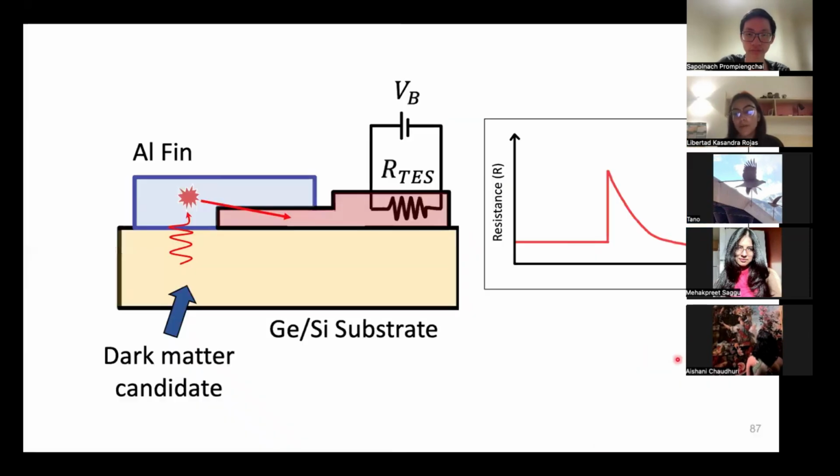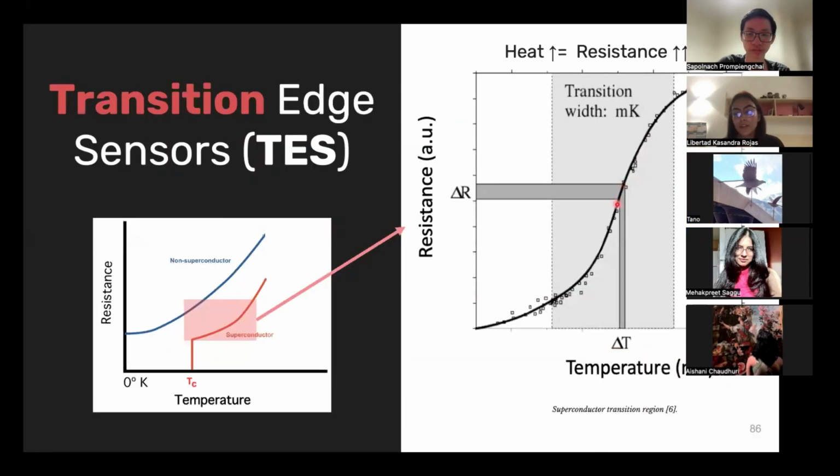If we want to think of it one way, we can think about the resistance. There's a small change in temperature, the resistance goes up, and because of electrothermal feedback, it then goes back down to where we want it to be.